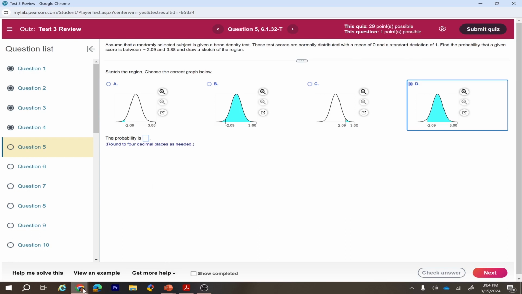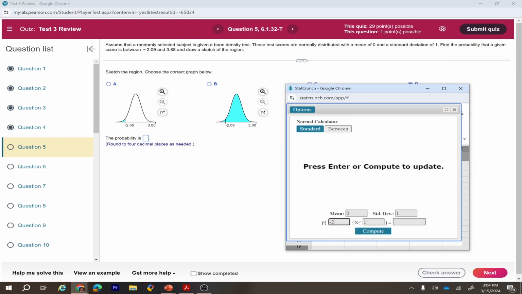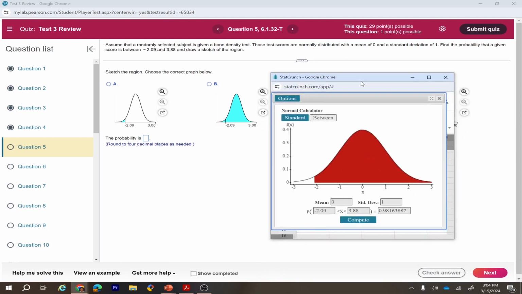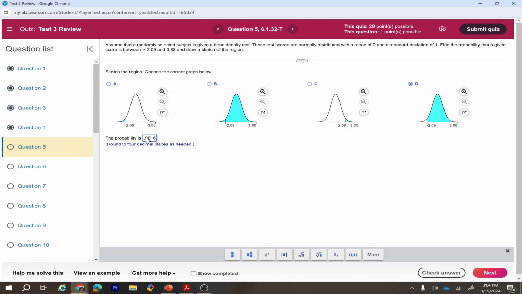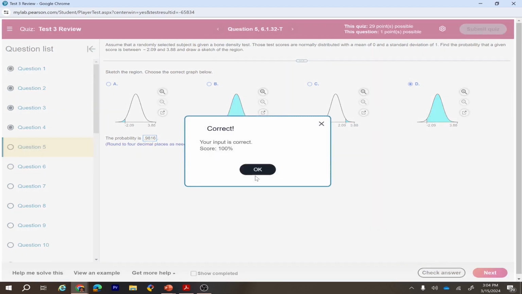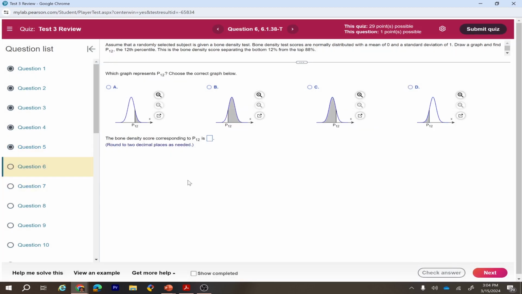And for finding the area, we can choose the very same calculator, but this time you have to choose between, from negative 2.09 to positive 3.88. When you hit compute, it's going to give you the shaded region here, and the area under the curve would be 0.9816. 0.9816 if you round it to 4 decimal places. Okay, let's go to the next problem.